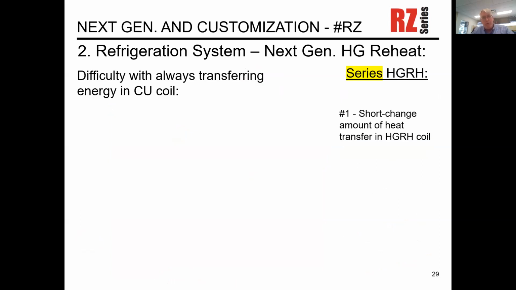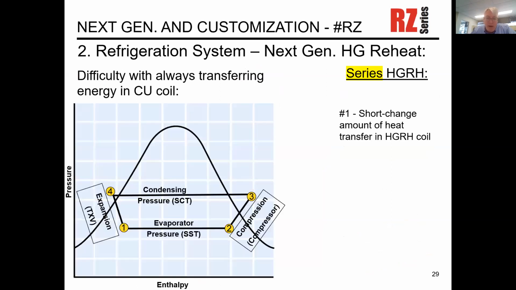Now the difficulty with always transferring energy in your condenser coil, number one, is that you're going to shortchange the amount of heat transfer that is going to occur in your hot gas reheat coil. A different way to explain this is by looking at a pressure enthalpy chart. I'm pretty sure everybody's familiar with these, but just reviewing quickly, from point 1 to point 2 you have your evaporator. This is where the refrigerant boils off.